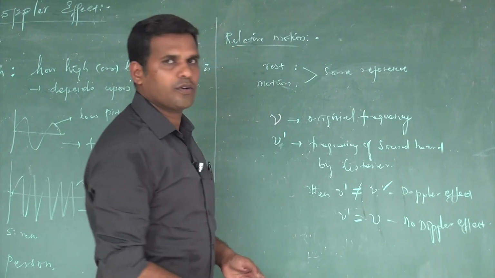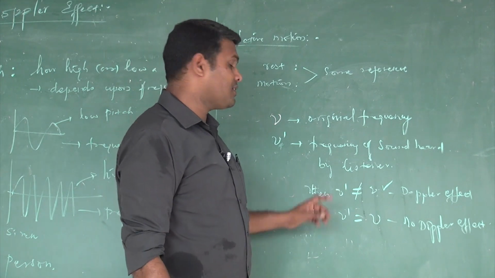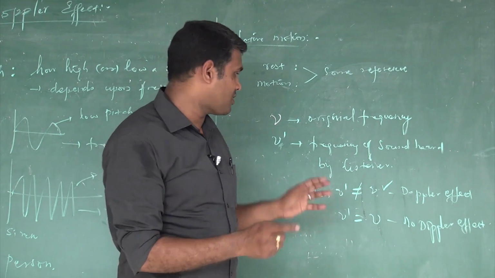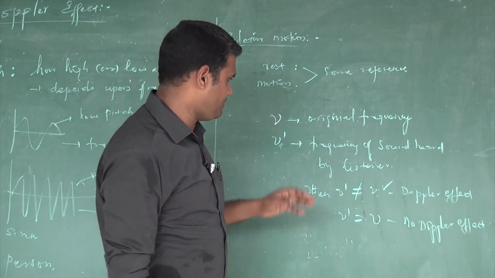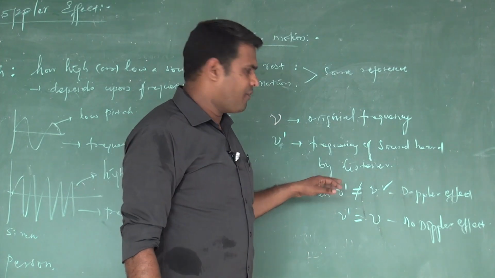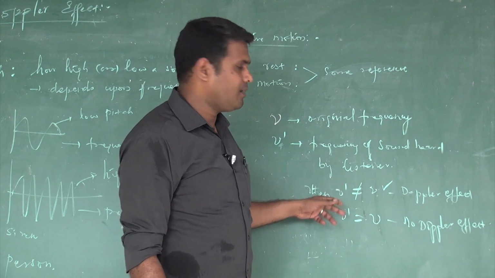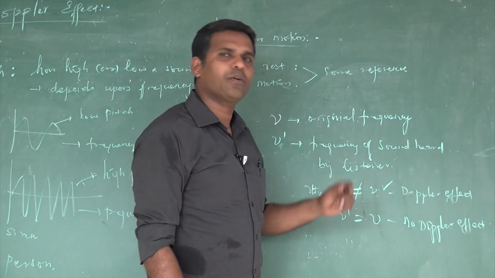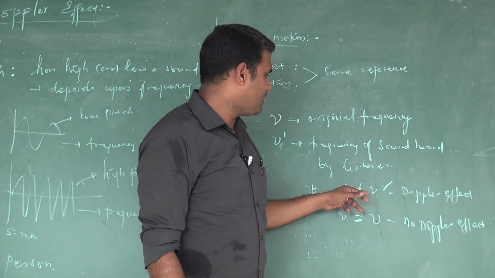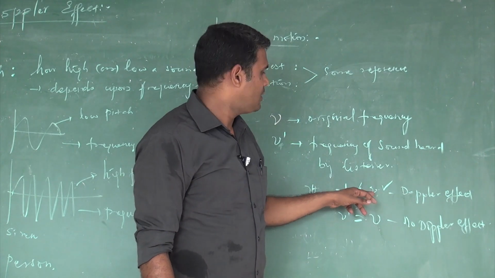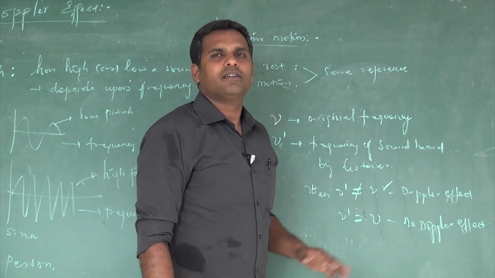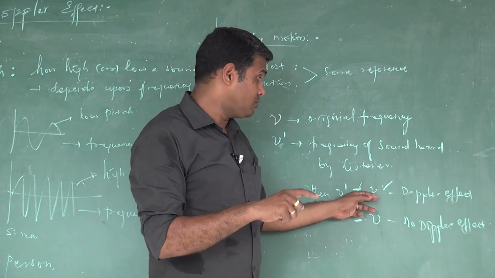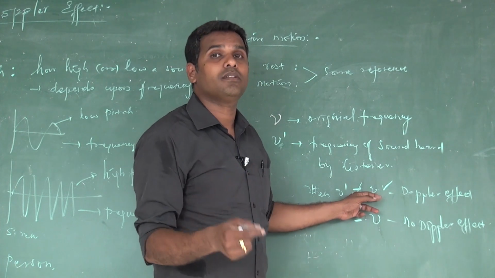There is no Doppler effect when the frequency of the sound heard by the listener and the frequency of the sound produced by the source are the same. If the frequency of the sound heard by the listener is not the same as the frequency of the sound produced by the sound source, then there is a Doppler effect. This frequency may increase or decrease when compared to the frequency of the sound produced by the source.